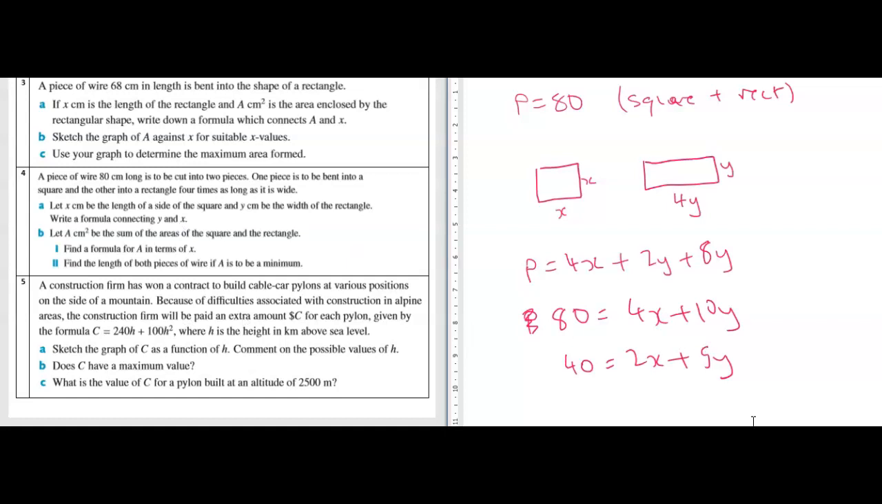All right, my battery is dying on my computer, so I'm just going to make sure I've got enough battery so I can keep going.